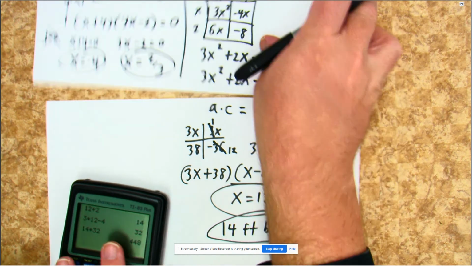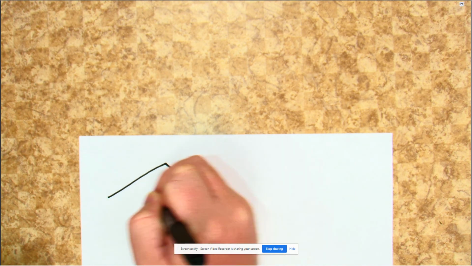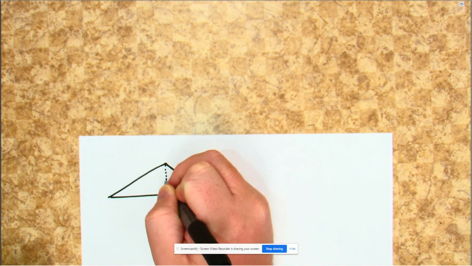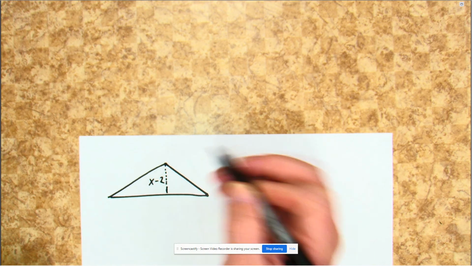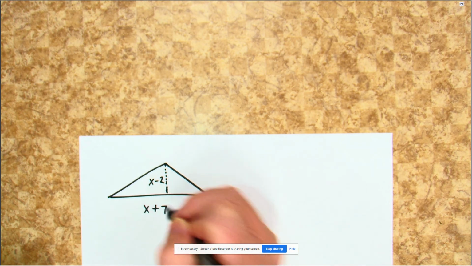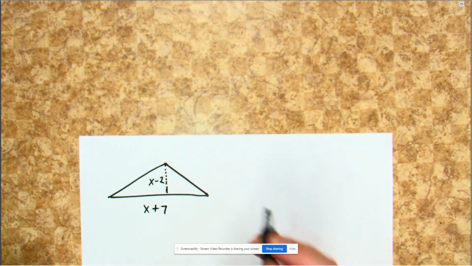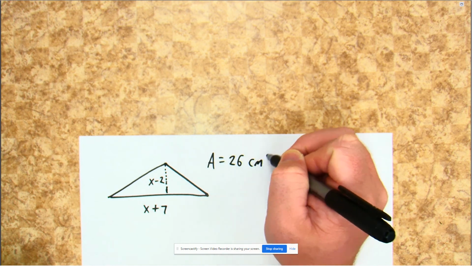Finally, I also had you do number 69 in the textbook. Number 69 was a little bit different, obviously, because you had a triangle. This is just a terrible sketch of that triangle. In which they tell you the height of that triangle is x minus 2, and the base of that triangle is x plus 7. They also tell you that the area of that triangle is 26 square centimeters.